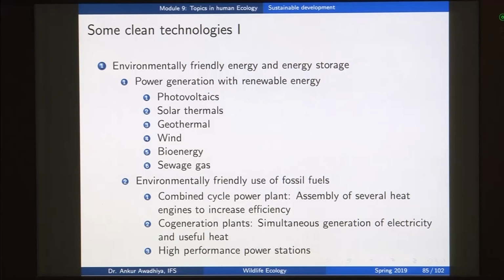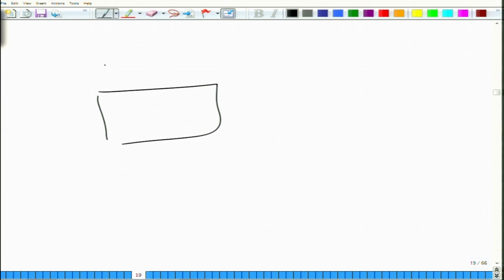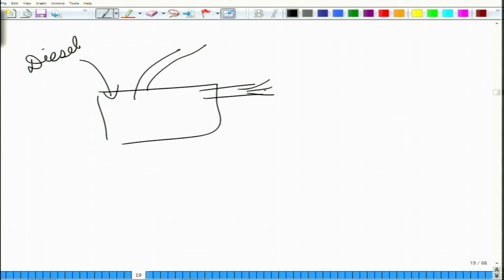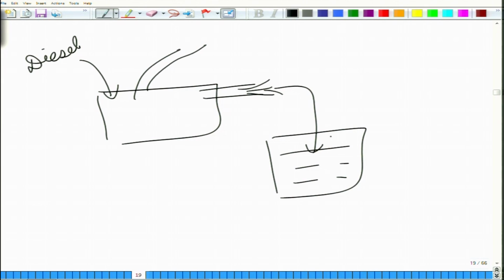Now, in the case of a combined cycle power plant, suppose you have a diesel engine. This diesel engine is taking in diesel and producing electricity. We are talking about a diesel generator. The gases that are coming out are also quite hot. In a combined cycle power plant, you will put these gases into a tank of, say, water, so that you are able to convert this water into steam.